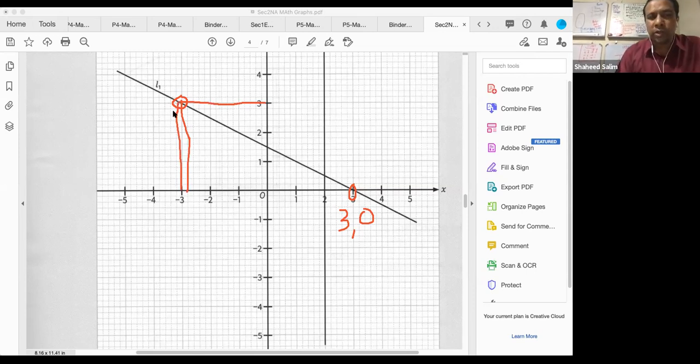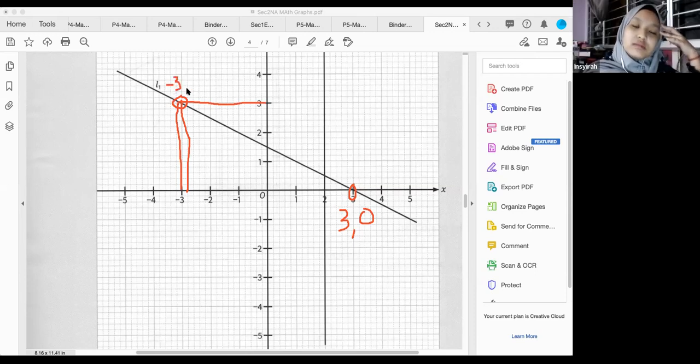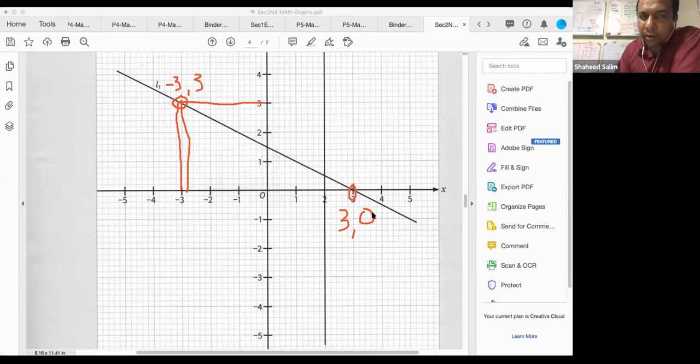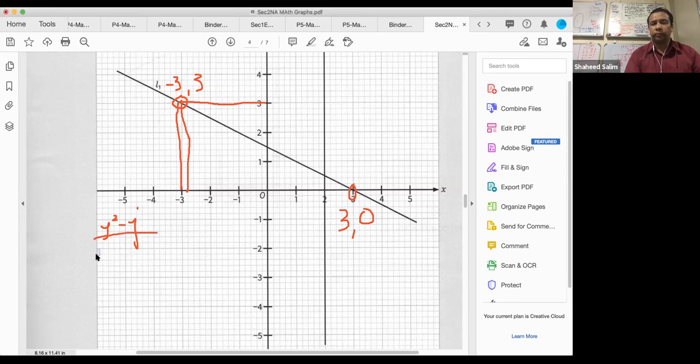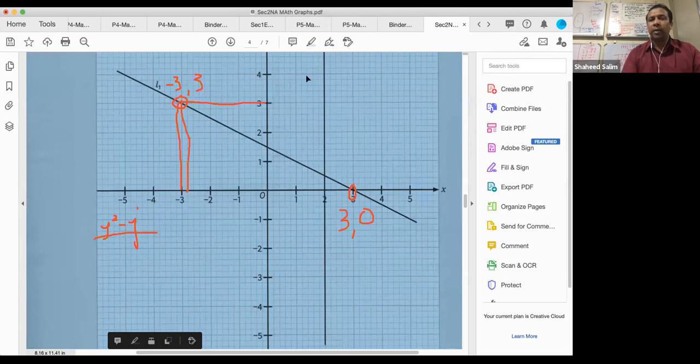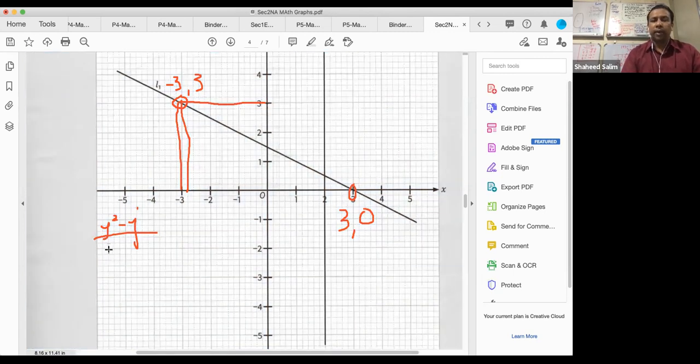So what's the coordinates of this point? Well, x-axis is minus 3. And then y-axis is 3. Now, if you have the coordinates of 2 points on a graph, you can find the gradient. How? The formula is gradient, y2 minus y1 over x2 minus x1. Remember that. So this is the formula.